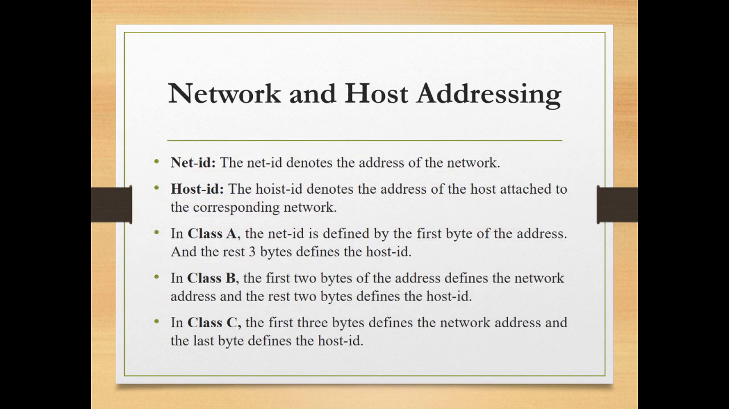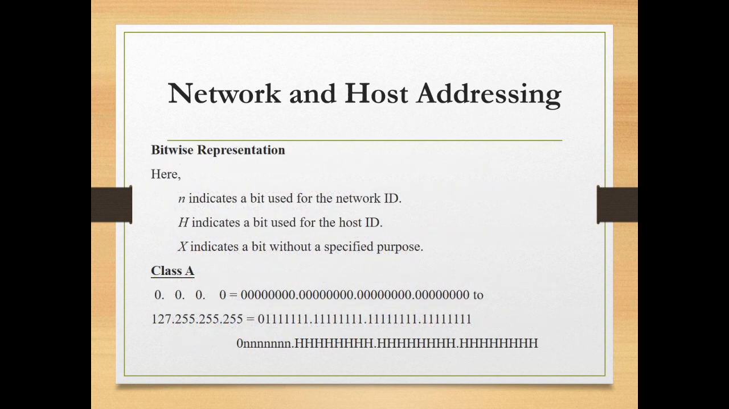Network and host addressing. Network ID means the address of the network and host ID denotes the address of the host attached to the corresponding network. In class A, the network ID is defined by the first byte of the address and the remaining 3 bytes define the host ID. In class B, the first 2 bytes define the network address and the remaining 2 bytes define the host ID. In class C, the first 3 bytes define the network address and the last byte defines the host ID.